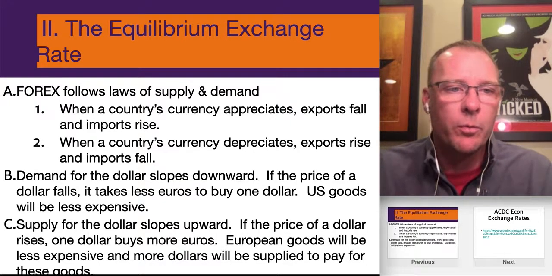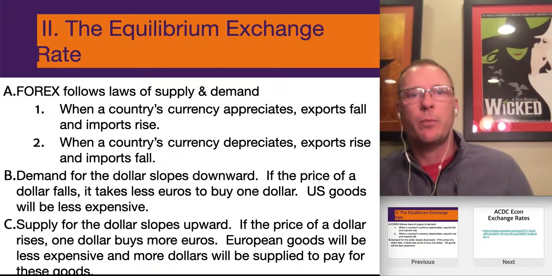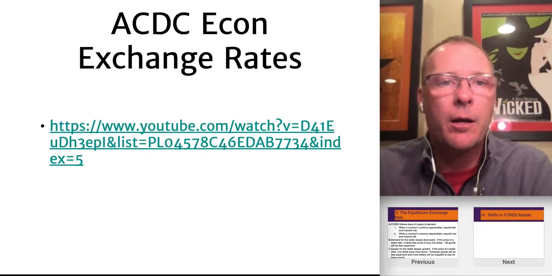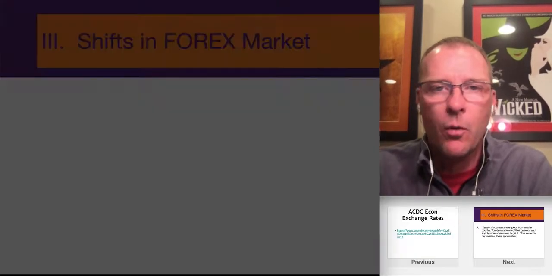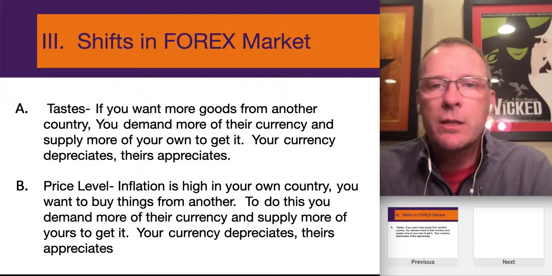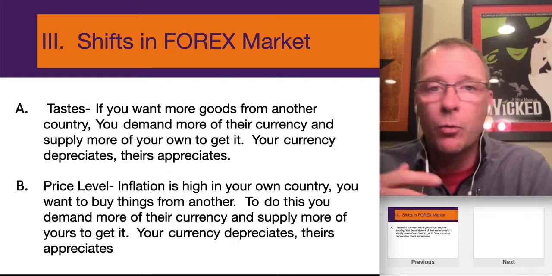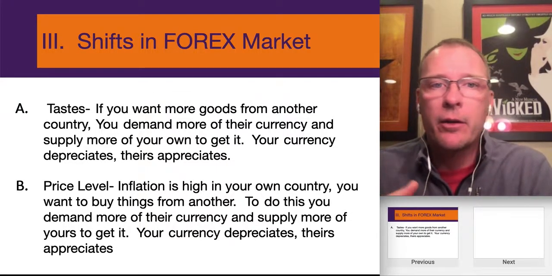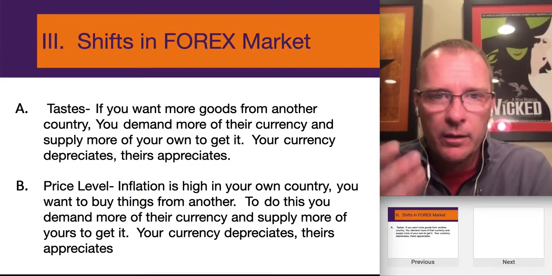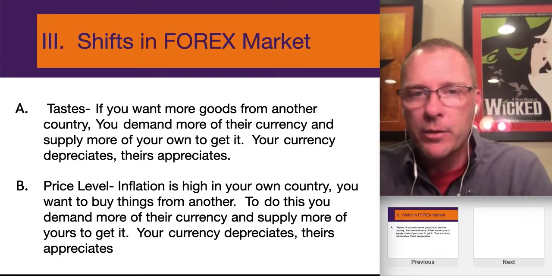So European goods will be less expensive and more dollars will be supplied to pay for these goods. Mr. Clifford has a good one on exchange rates. You can go watch that. You can also see shifts in this Forex market. Taste, for example: you like goods from some country, you're going to demand more of their currency so that you can go buy those things.